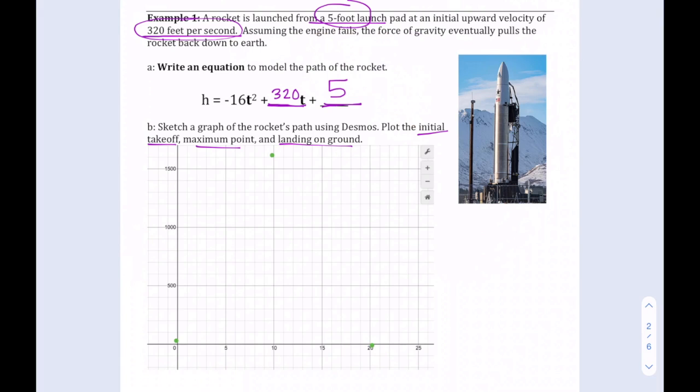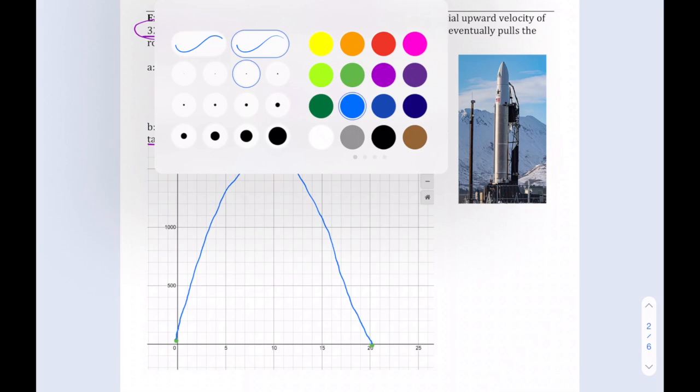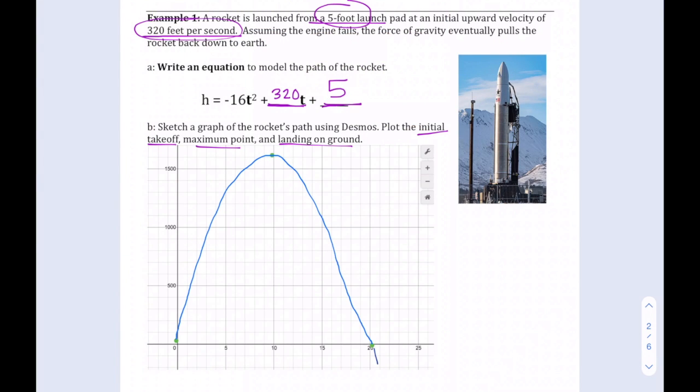Your dots don't have to be in the perfect spot, especially on a graph with units this big, but then you can connect your 3 points with a smooth curve, an upside down parabola, and you want to make sure you don't go beyond the x-axis down here or beyond the y-axis over here. We don't go beyond the x-axis over here because we don't have objects going through the ground underneath 0. And we don't have the object starting before 0 for time because we don't have negative time.